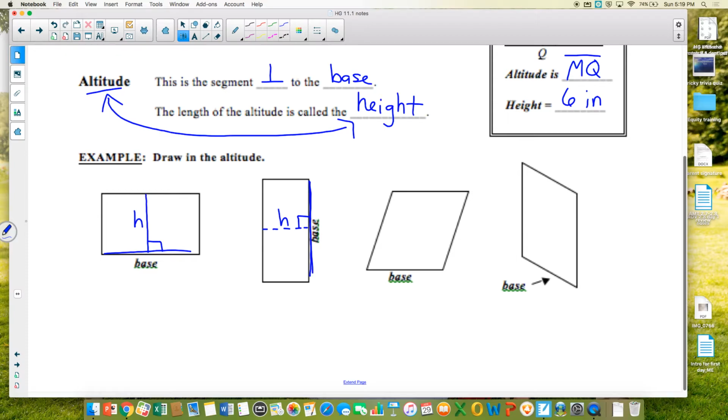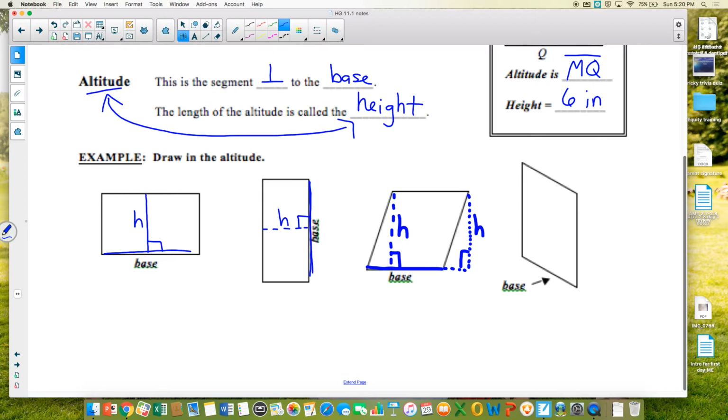Going over to the third one, if the base runs along the bottom, the altitude is our perpendicular height. So here's our base. The altitude is going to be right here. So this is the height. We could also extend the base and use this as our height. So the height is the perpendicular distance from the base to the other side. So in this third one, it's vertical.